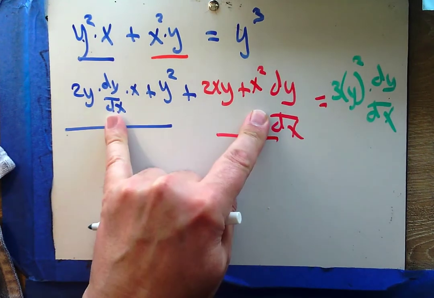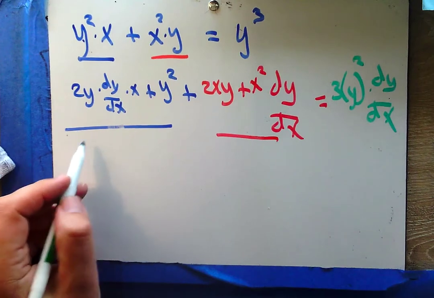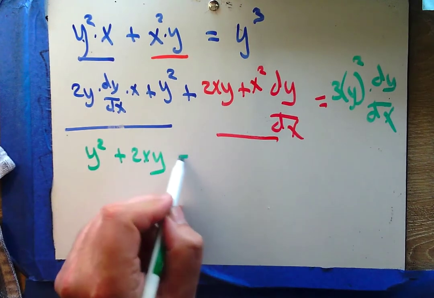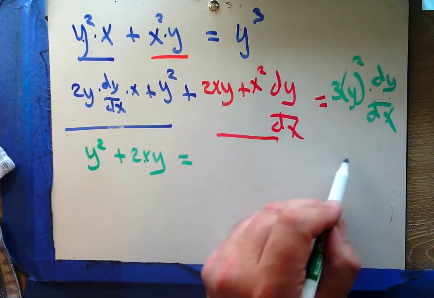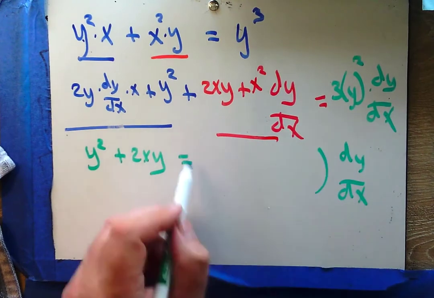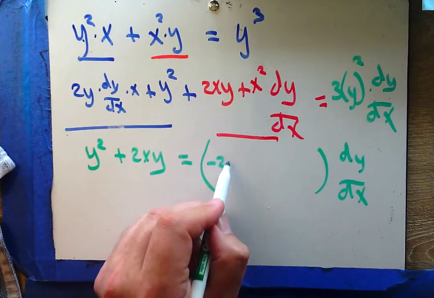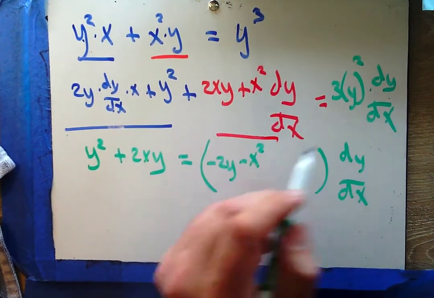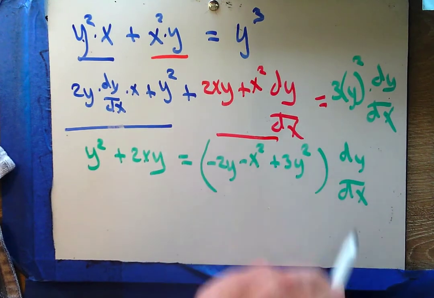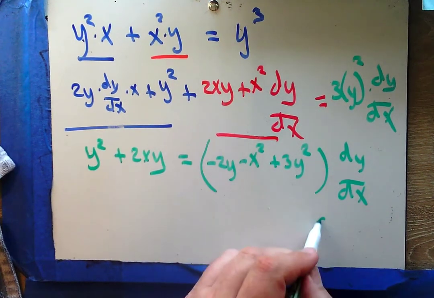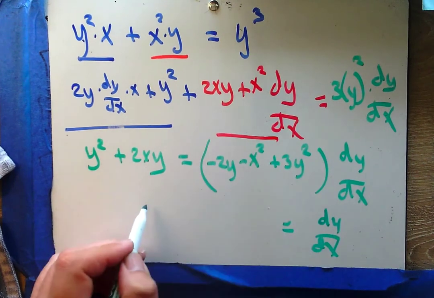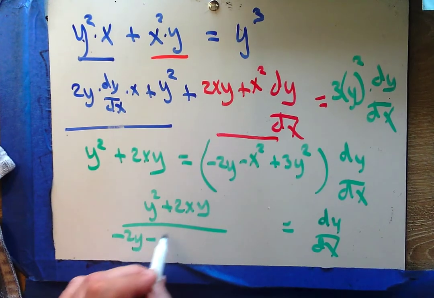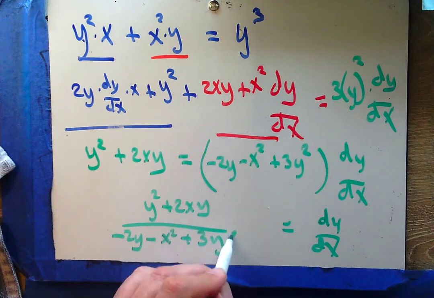So I'm going to move this and this to the other side. And that will leave me with y squared plus 2xy equals. And on the other side, we have that dy dx. And this is going to have the opposite sign because we moved it over there. And this still stays 3y squared. So if I'm looking for dy dx, I should end up with y squared plus 2xy over negative 2y minus x squared plus 3y squared.